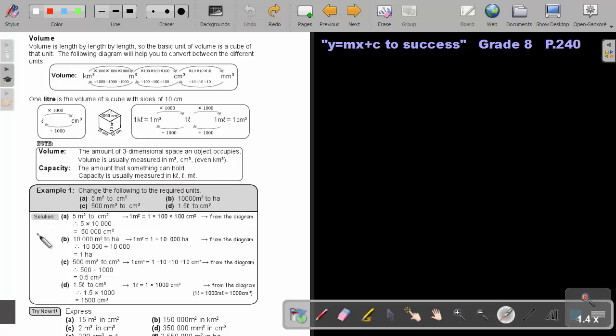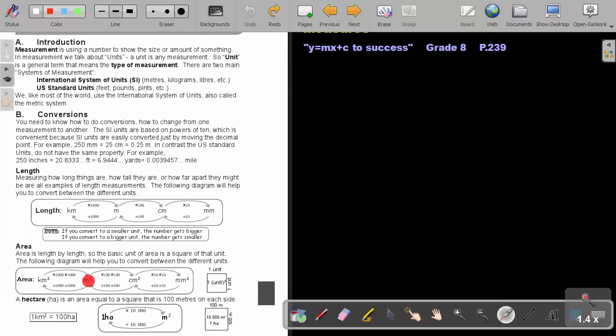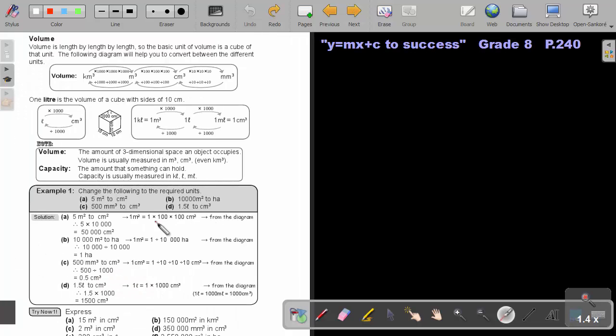Okay, let's look at an example. Example 1. Change the following to the required units. 5 square meters to square centimeters. Now I'm going to just make use of my tables. So square meters to square centimeters, I must multiply by 100, multiply by 100. So basically I'm just multiplying by 10,000. And that's my answer.